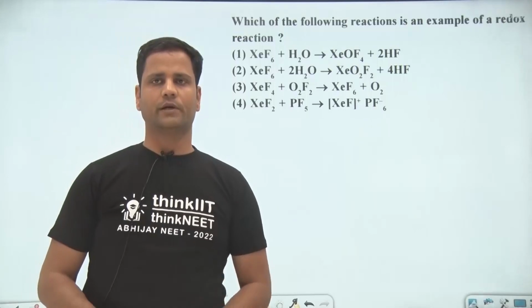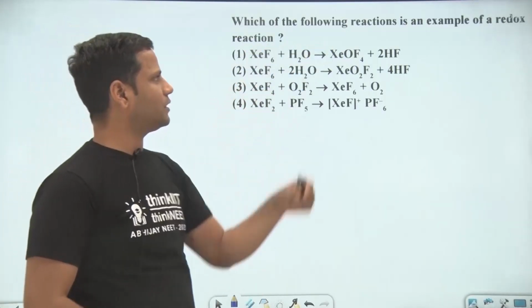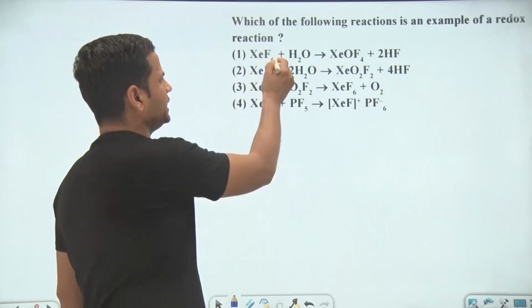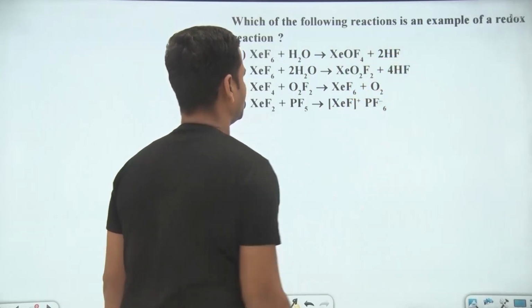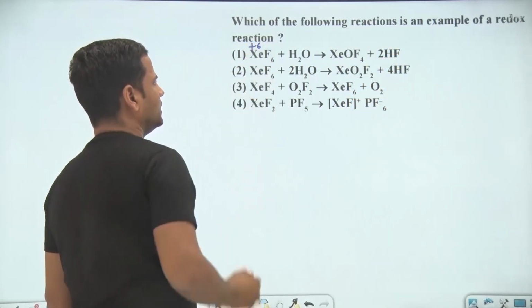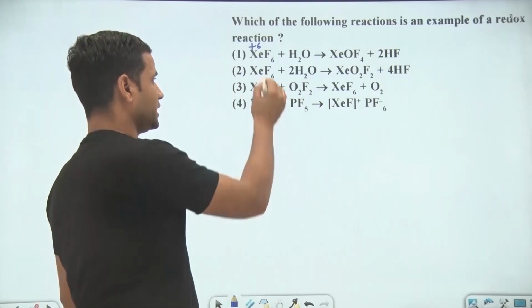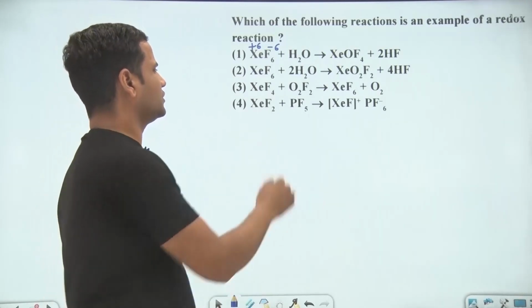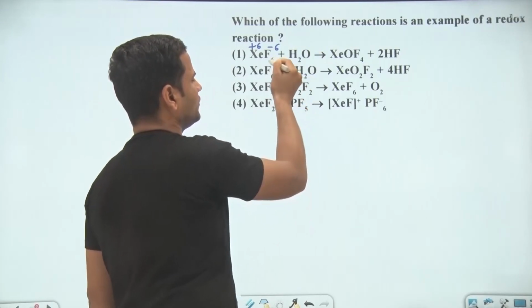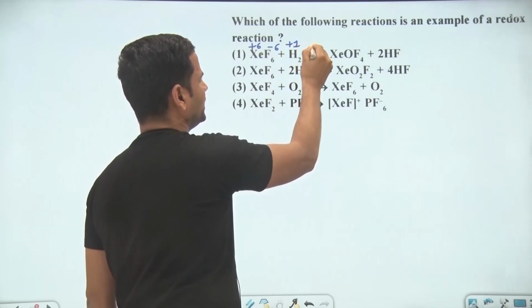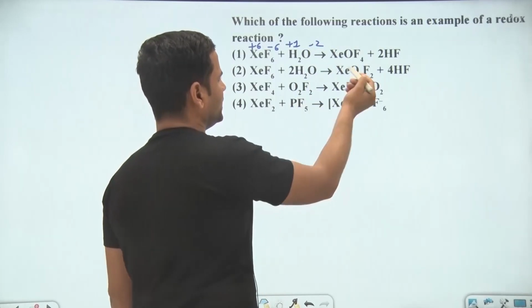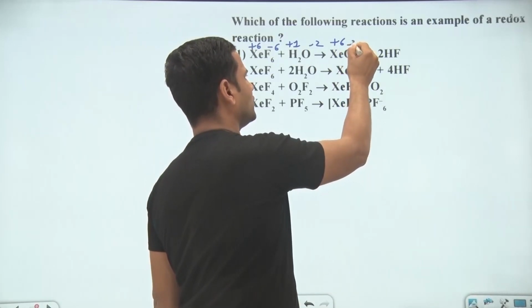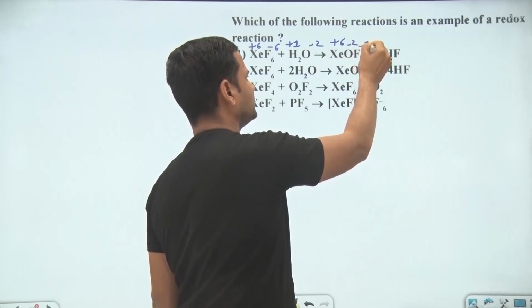Hello my dear students, now coming to the next question: which of the following reactions is an example of a redox reaction? In the first reaction, XeF6 + H2O gives XeOF4 + 2HF. Here xenon is in the +6 oxidation state because there are 6 fluorine atoms, each with -1. Hydrogen is +1 and oxygen is -2. On the product side, Xe is also +6, oxygen is -2 and fluorine is -1.